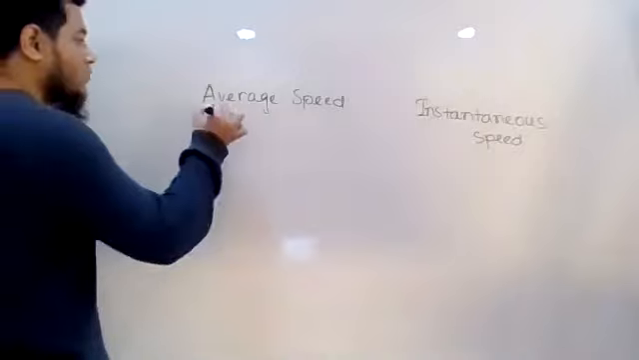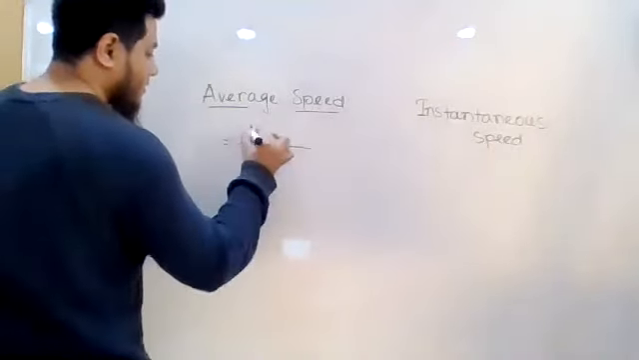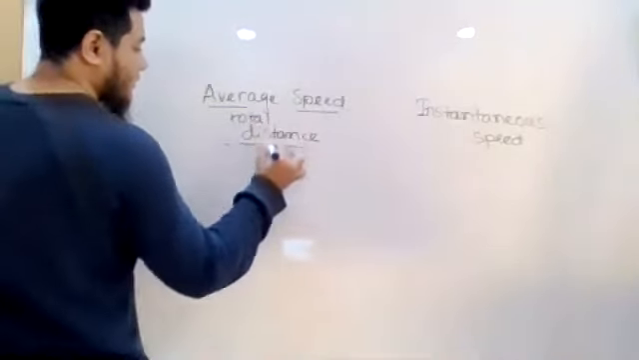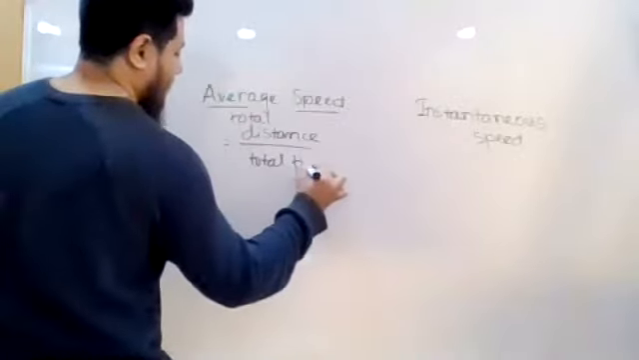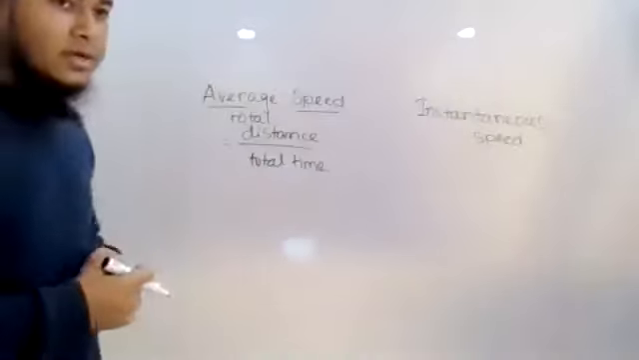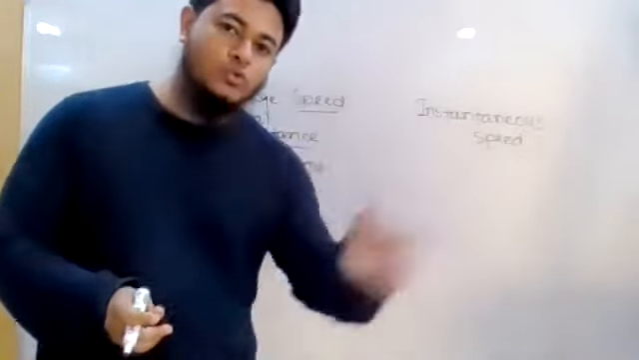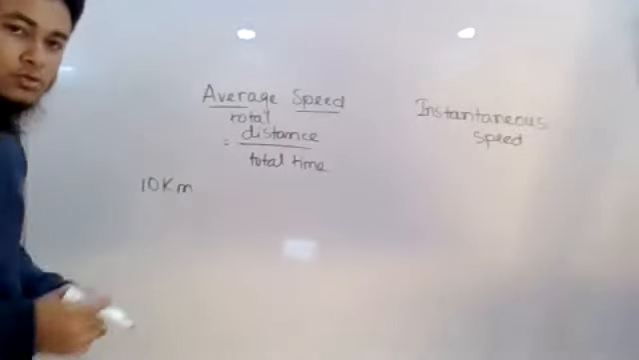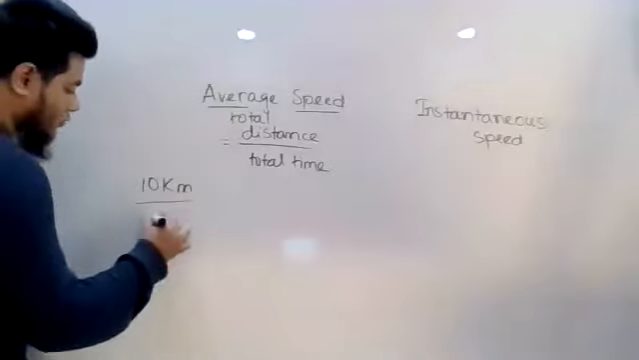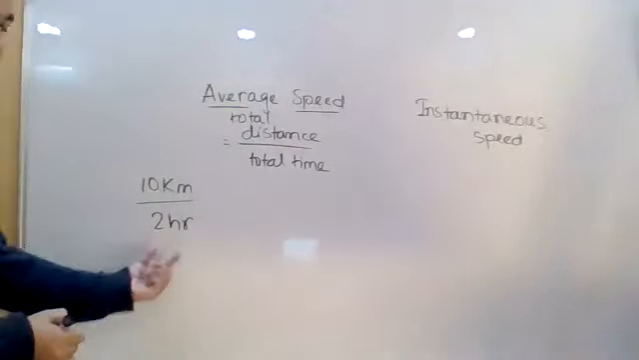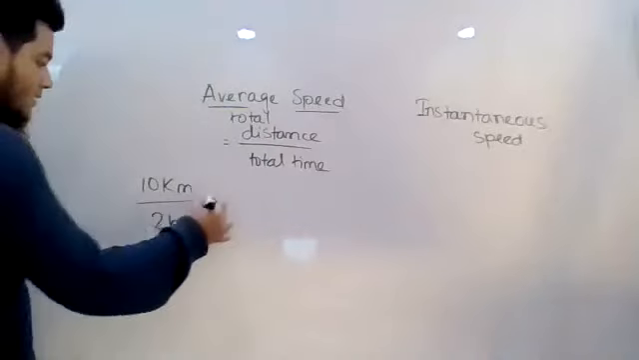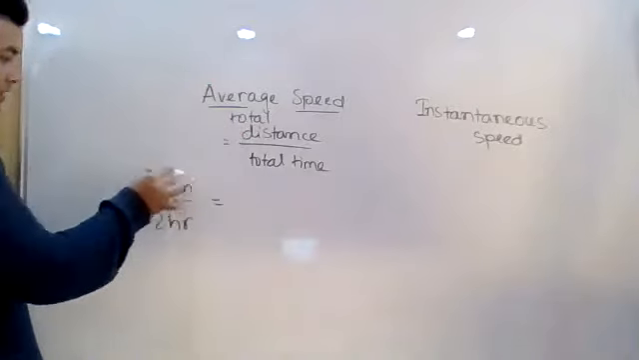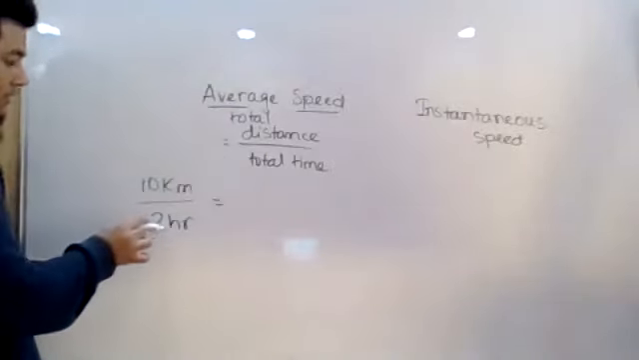If you are asked to calculate the average speed, you just divide the total distance by the total time. Let us say you went from your house to school. The distance you have covered is 10 kilometers, and it took, let us say, 2 hours to reach. Generally you don't take this amount of time. If I tell you to calculate the speed, the total distance you have covered is 10 kilometers, and the total time you have taken is 2 hours.